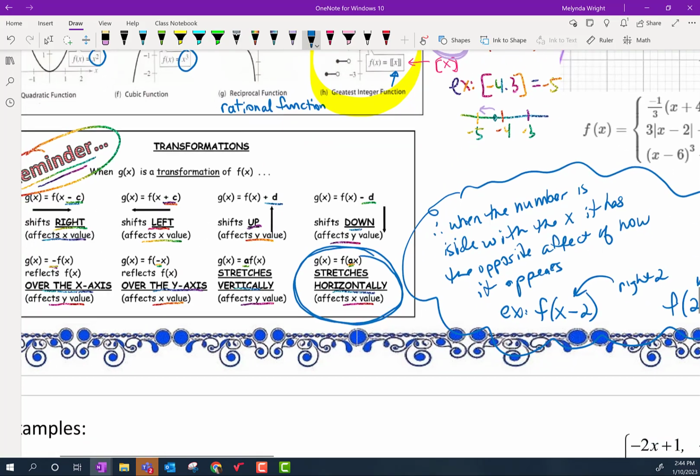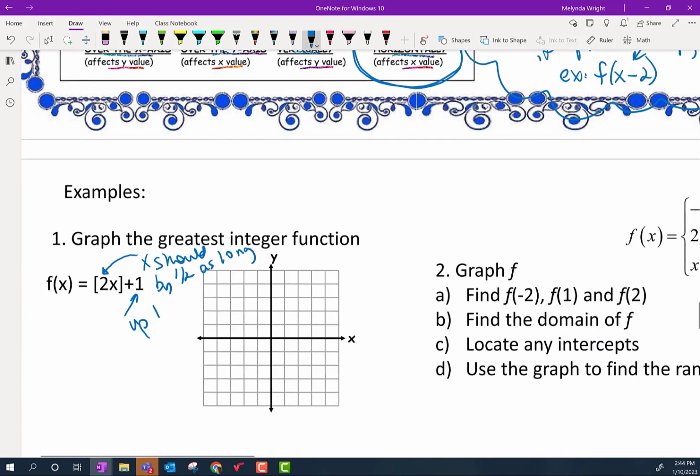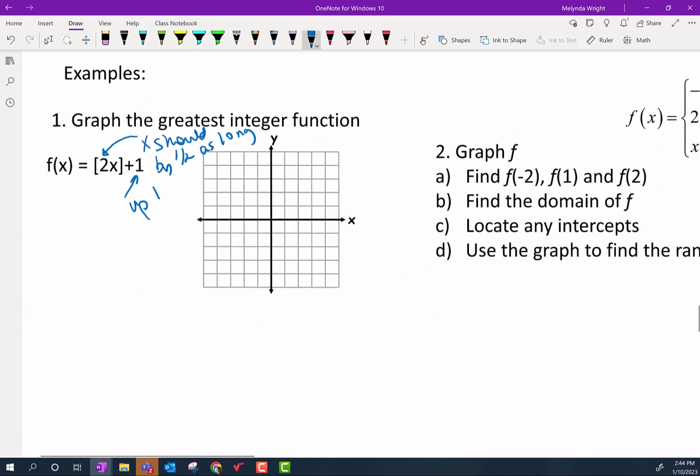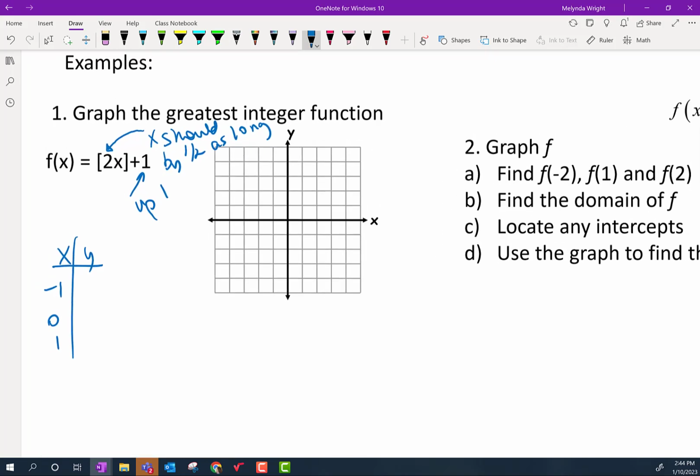All right, so now let's work on our graph. What I like to do is a table, a T-chart. There are lots of different ways. You could try to transform it from the parent if you want to memorize the parent. I don't really want to memorize the parent, so I just plot points. With any graph, I like to start with -1, 0, and 1. So let's start with -1, 0, and 1.